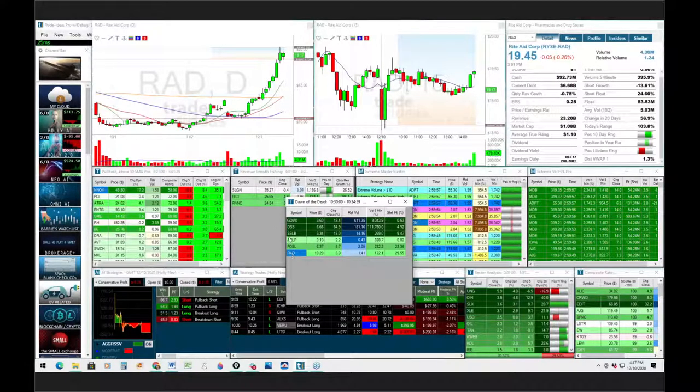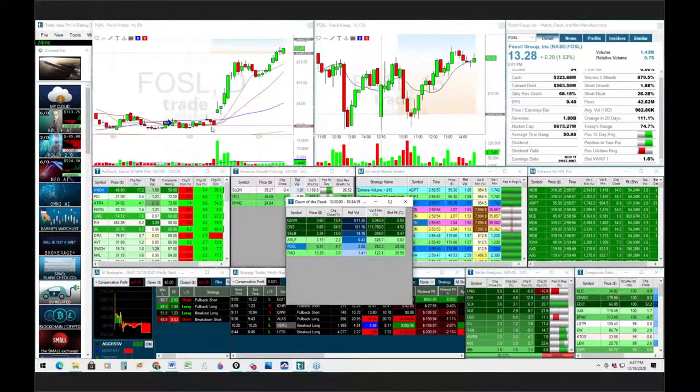Well, there's Rite Aid, and that would have been on this day right there. So you're right. I mean, boy, look what Rite Aid did after that, though. There's Fossil. There you go. And Fossil right there on 10/26 was popping up right here early in the morning. This is exactly very similar to that JMIA that I traded.